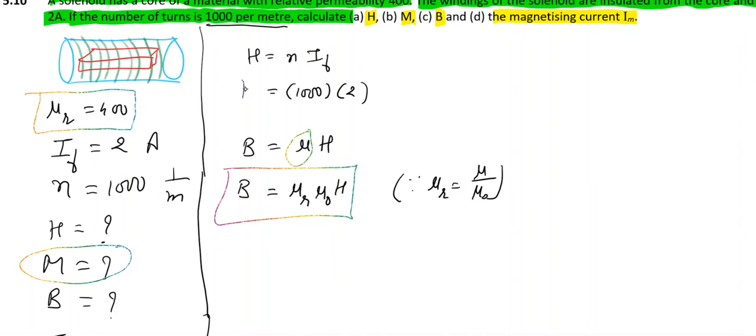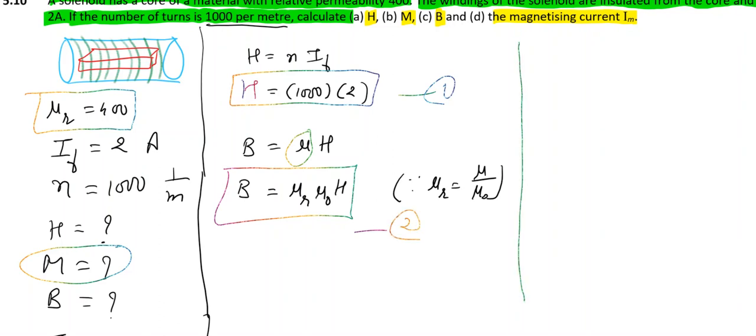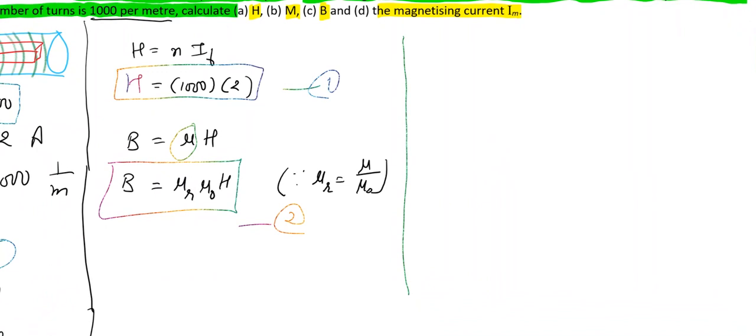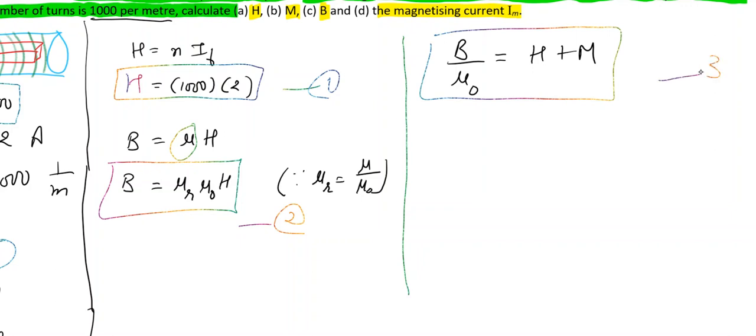So using equation 1 we can find out H, using equation 2 we can find out B, and then M should be easy to calculate. What is M? How to find out M? So we have one formula relating B, H and M. The formula is B by mu 0 is H plus M. So with this formula, let us call it equation 3, we should be able to find out M as well.